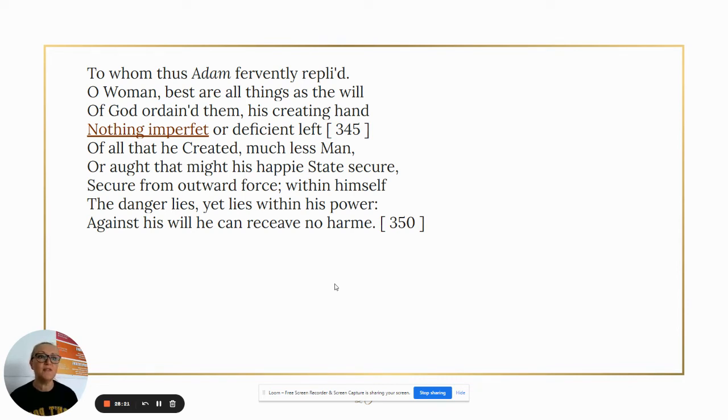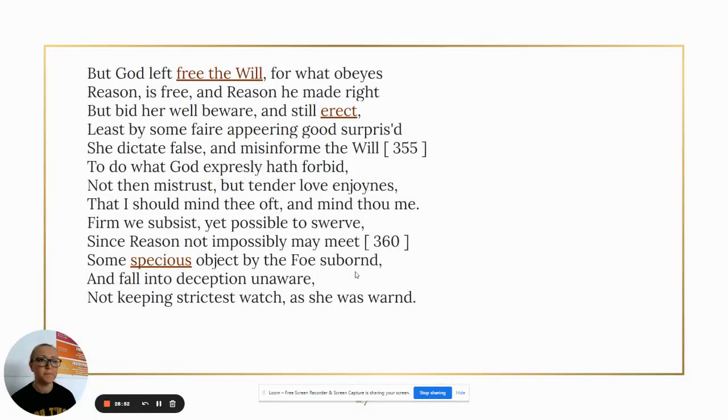"Best are all things as the will of God ordained them, his creating hand, nothing imperfect or deficient left of all that he created." Don't go doubting that God's left something out or done something wrong, much less man, "or aught that might his happy state secure from outward force. Within himself the danger lies." It's in here. It's in our choices that we make. Okay? Don't put that on God, that's on us. "Yet lies within his power. Against his will he can receive no harm."